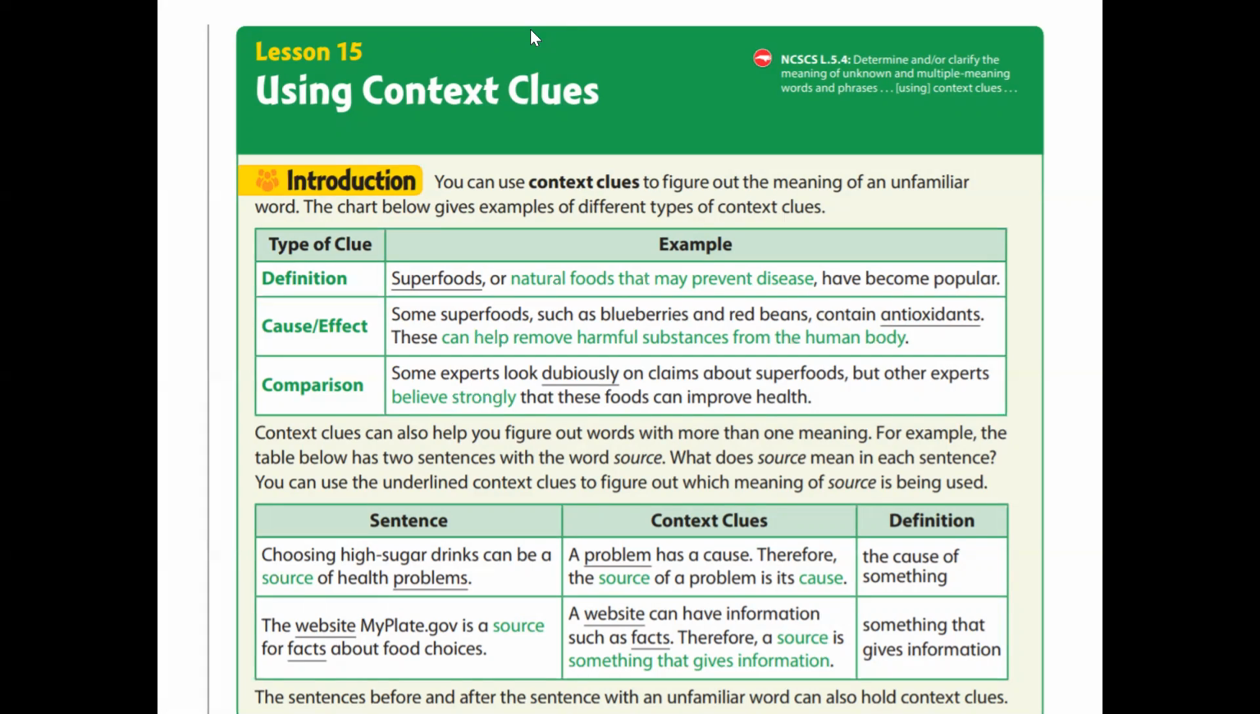So if the blueberries can remove harmful substances from the body, antioxidant must mean what? That we're dealing with something that we eat that naturally removes the harmful substance from our body. Okay.